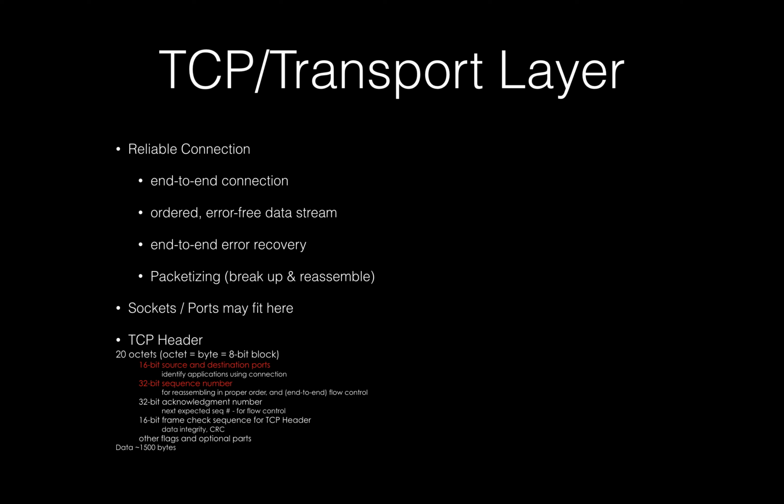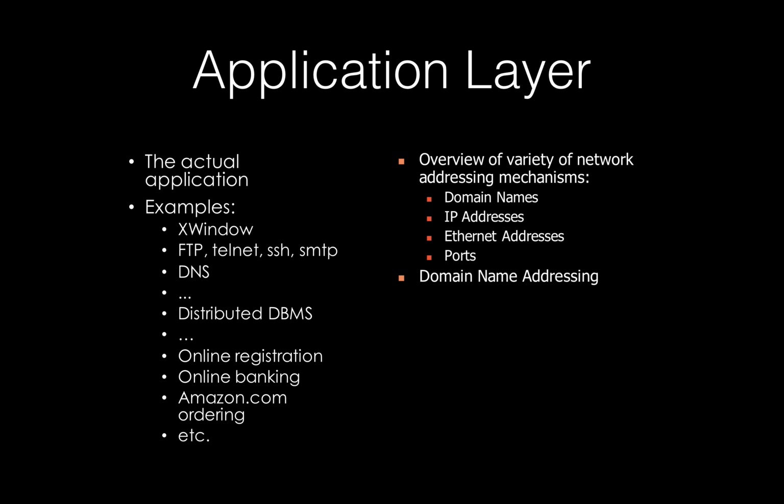And this is TCP, the transport layer. It's a reliable, end-to-end connection, an ordered, error-free data stream, as I called out before. This is the structure of the TCP header. You don't need to remember that, just be aware of it. And the application layer is, as I said, HTTP, FTP, Telnet, SSH. All these good protocols are good applications for the application layer.